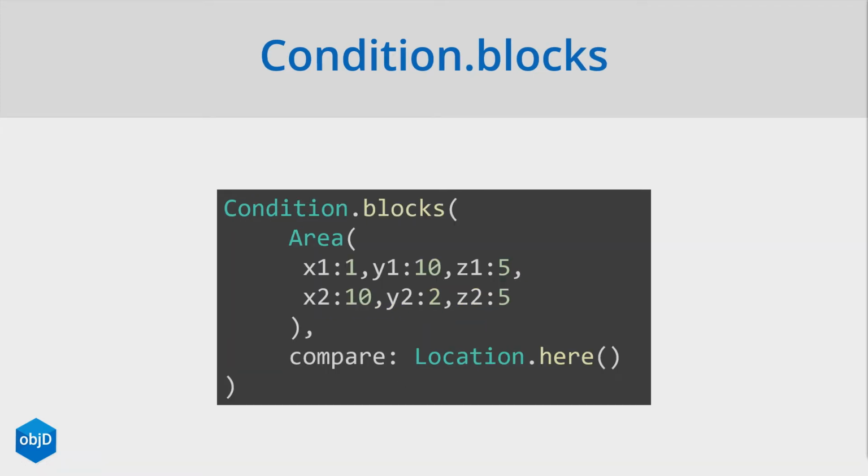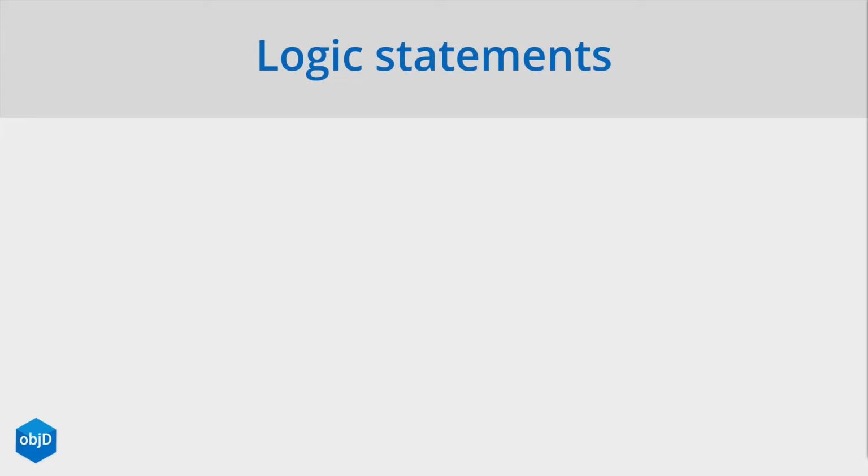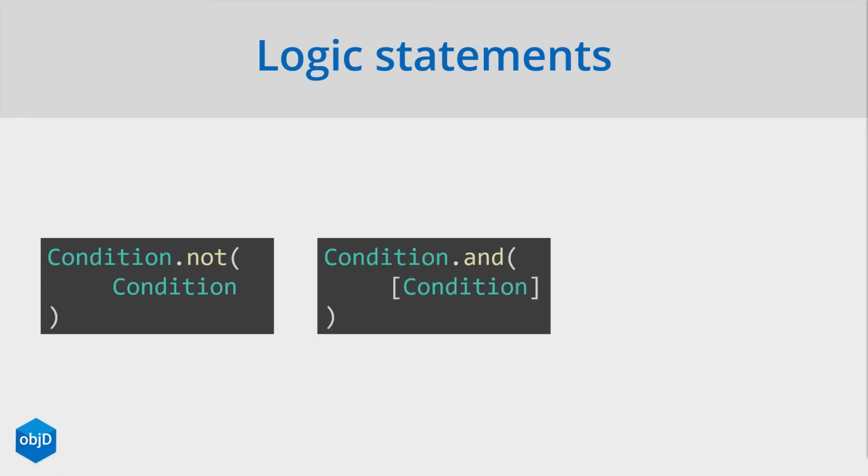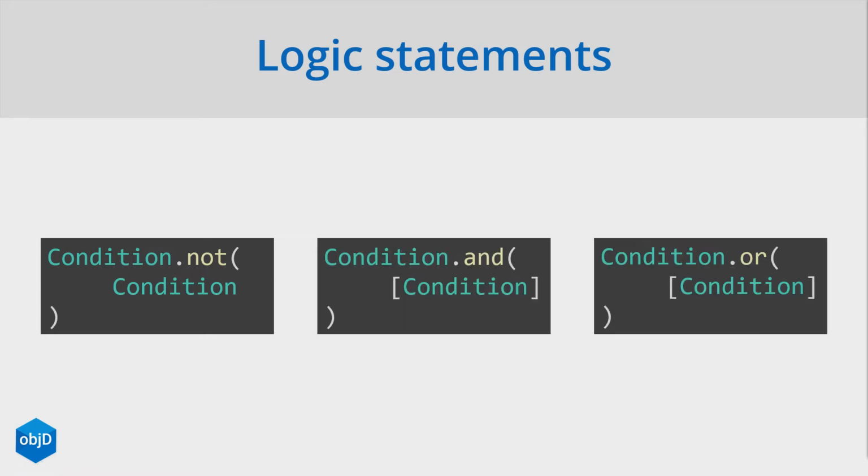Last but not least, you can compare an entire area with another by using an area with x1, x2, etc. as arguments. For this to work, you also have to provide a compare area, starting with the lowest corner as location down here. Now we actually want to connect a few conditions. To negate a condition, just use condition.not. Also notice that the condition here can be any of the values that we covered or another condition type. Condition.and and condition.or take both a list of conditions or conditional values.